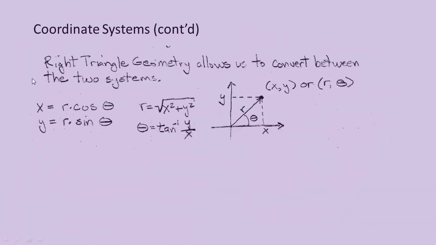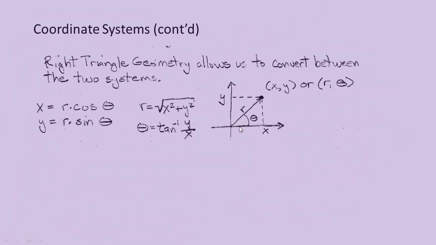Now let's look at how we can go between the two coordinate systems. We can use right triangle geometry and our trig functions to convert between the two systems. So if we have an xy coordinate, we can convert it into an r theta coordinate or vice versa. So let's assume first that we have polar coordinates of r and theta. We can use our cosine and sine functions to come up with the y and x coordinate.